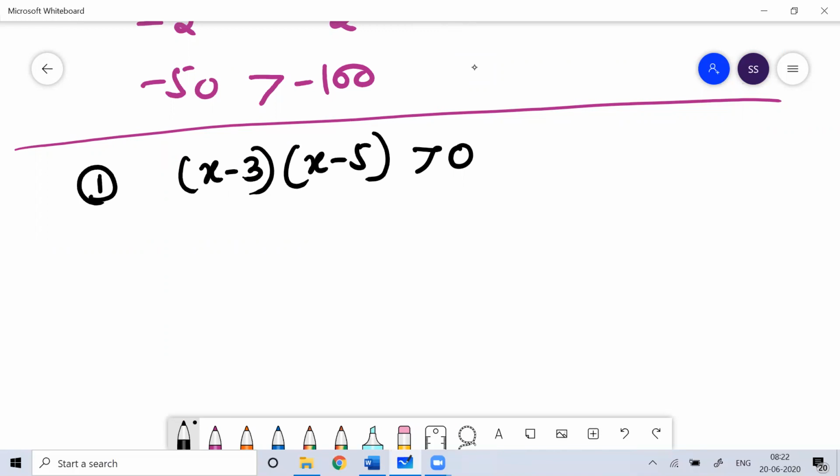Now what you can do, guys, is draw a number line. In the number line, identify the critical points. So draw a number line and identify the critical points. How will you identify the critical points?